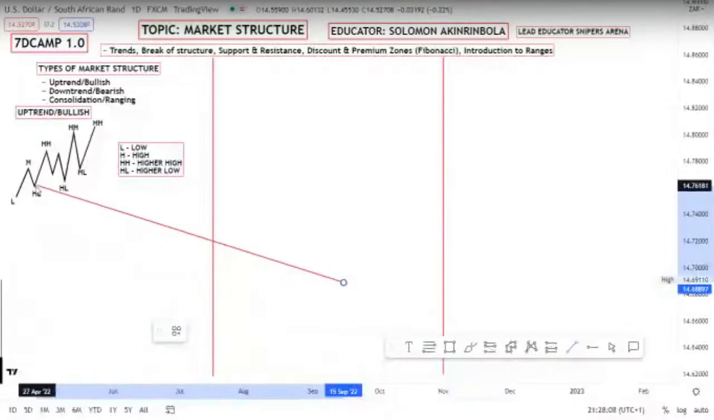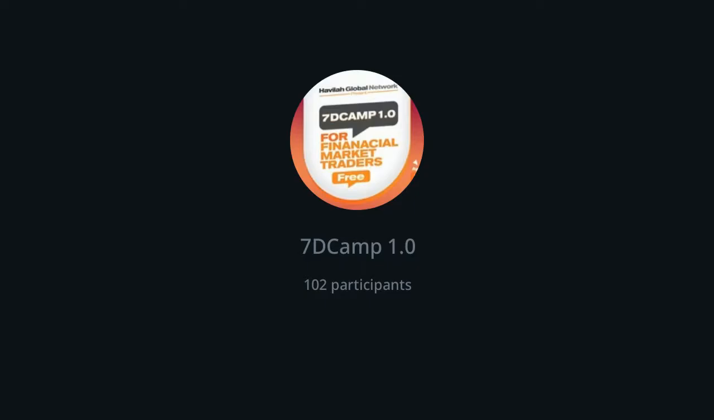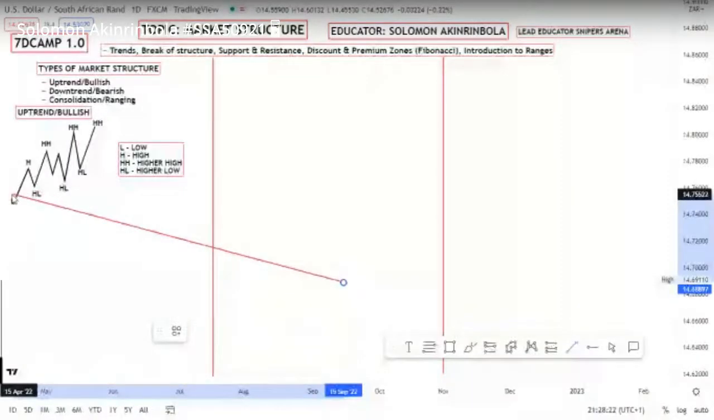Now, for a higher low, the candle closure, I'll be showing you in the red chart, the candle closure of this particular chart must respect or close above this previous low, based on the time frame.